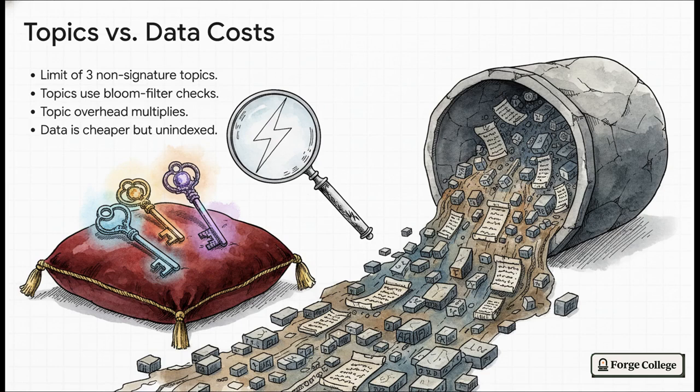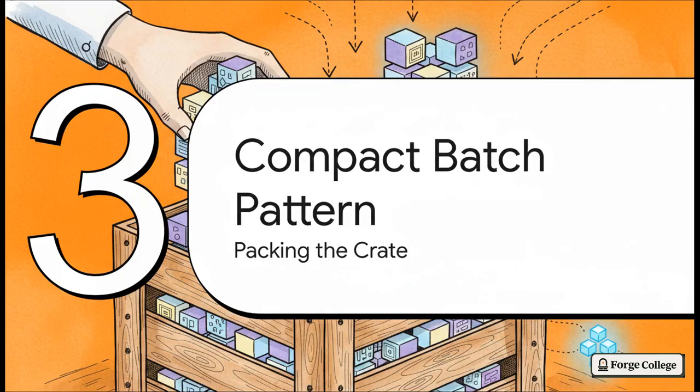So what's the takeaway here? We have to be highly strategic. We must fiercely protect our 3 indexed topics, using them strictly as primary search keys, and then push absolutely everything else into the cheaper data payload. Which brings us right to our practical solution.